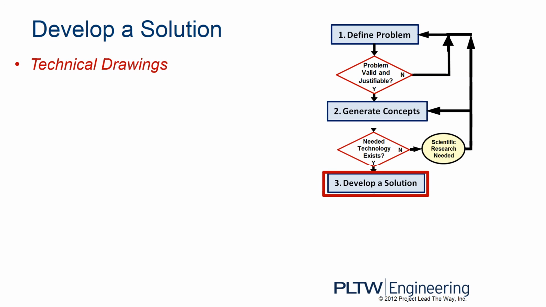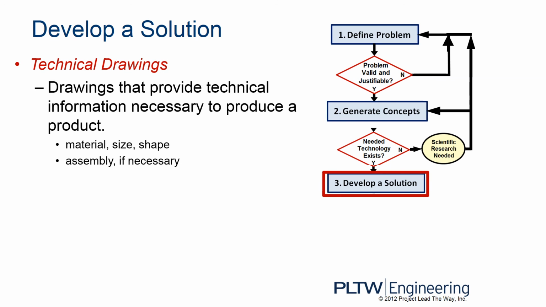So technical drawings provide technical information necessary to produce a product. Many times, or all the time, it has its material, its size, and its shape. Sometimes it can be multiple parts, and so you'll have an assembly. It's important to not only know what the parts are made of and how they are shaped and how big they are, but if they go together, it's also very important to know how they are put together, and that's what an assembly drawing does.